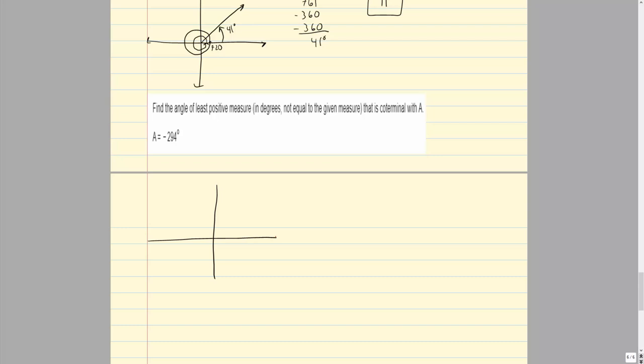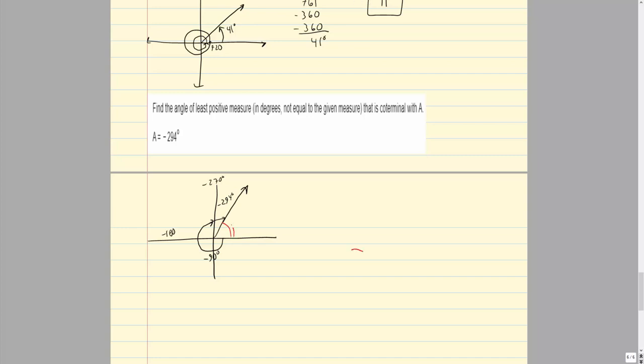Well, it's negative, so we're going to start and move in this direction. This would be negative 90, negative 180. Here we'd be at negative 270. So I'd keep going past that a little ways. And this leaves us at negative 294 degrees. Well, what I'm looking for here is the angle with least positive measure.